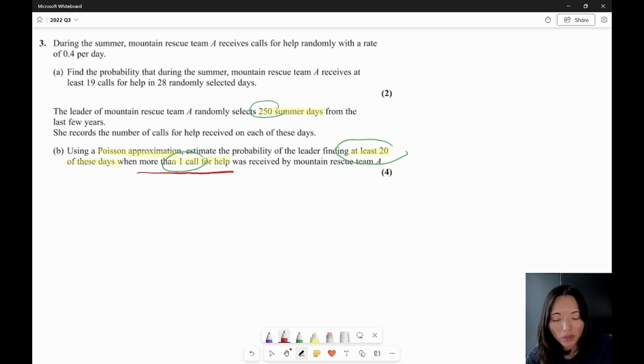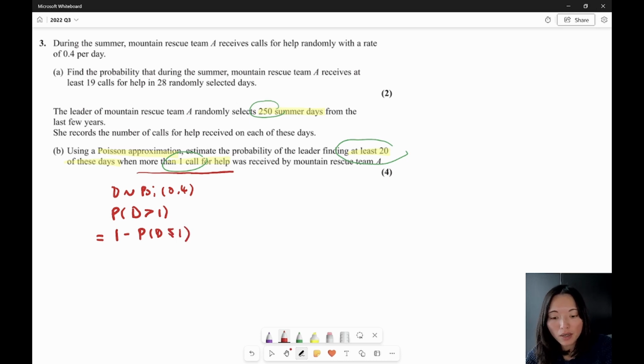What's the probability of more than one call for help? So remember, the number of calls for help is D, and D follows a Poisson distribution with parameter 0.4. So what's the probability that there's more than one call for help each day? More than one call for help means that I want the probability of D greater than 1. And again, to work that out in our calculator or from these tables, this is simply equal to 1 minus the probability of D less than or equal to 1.